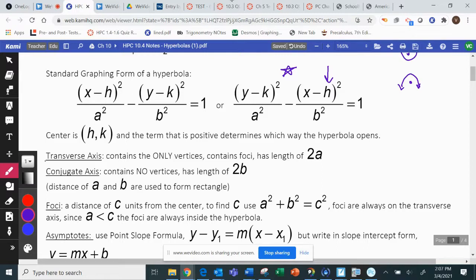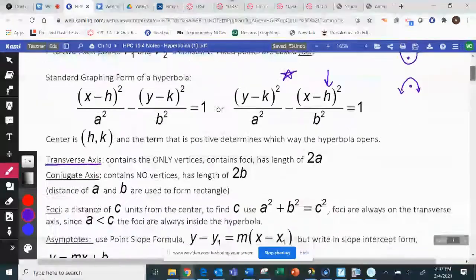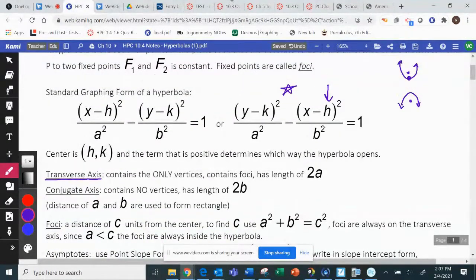Some vocabulary: the transverse axis is the axis that has the vertices. So with this little hyperbola example right here, there would only be two vertices, and the transverse axis would be the one that has those two vertices at the end. The conjugate axis would be the other direction, but it doesn't have vertices at the end of it. I'm going to put some dots there, but they're not vertices. We don't write them down.